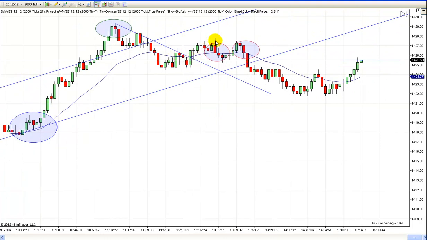Remember, this was the first break of the trend line. Now this is a better reversal bar right here. You can see that bar right there. We broke higher. There's a big stem. It closed on its very, very low.